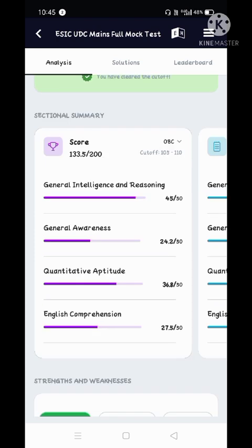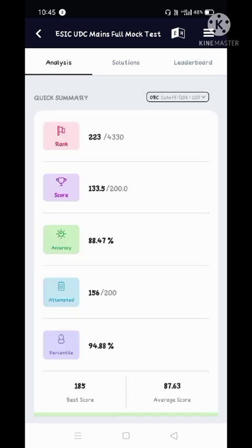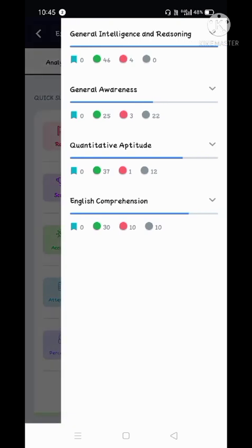You see here, out of 50 I get 45 in the general intelligence and reasoning portion, and in the general awareness portion out of 50 I get 24.25, and in the quantitative aptitude portion out of 50 I get 36.85, and in the English comprehension portion out of 50 I get 27.5. So let us discuss the detailed analysis of the sectional portions.